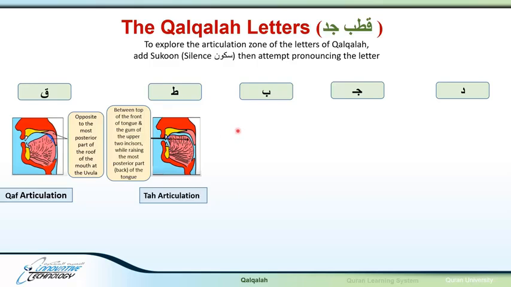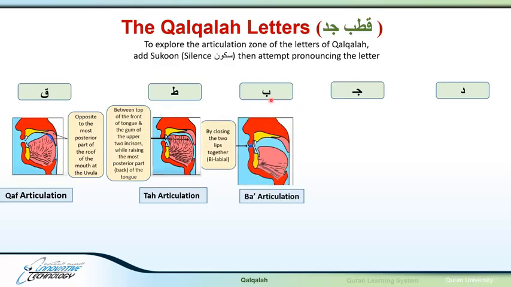Now the Ba articulates by bringing the two lips together, closing the two lips. And that's why the Ba is considered to be a bilabial letter.